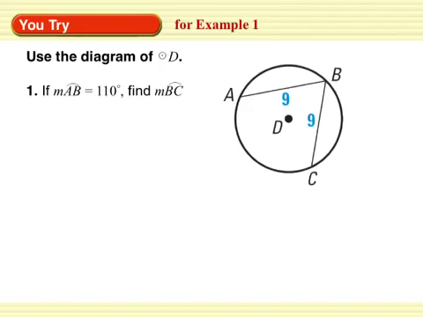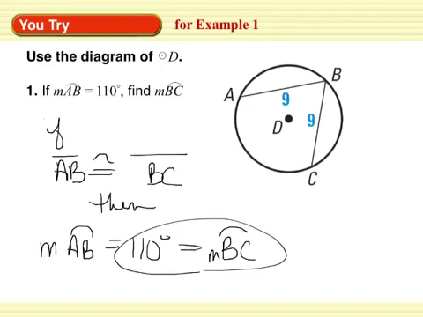Okay, you try. Use the diagram of circle D. If the measurement of arc AB is equal to 110, find the measurement of arc BC. Push pause. Try it on your own. It's very difficult. Just kidding. Yep, it was rocket science. The measurement of arc BC is also 110.